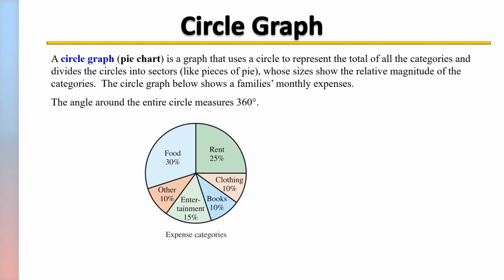All right, so next we're going to discuss a circle graph, also known as a pie chart. Now, this is a graph that uses a circle to represent the total of all the categories, and it divides the circle into sectors or regions which look like pieces of a pie. And these regions or pieces show the size, the magnitude, of each category.